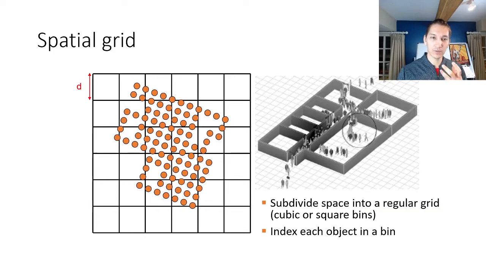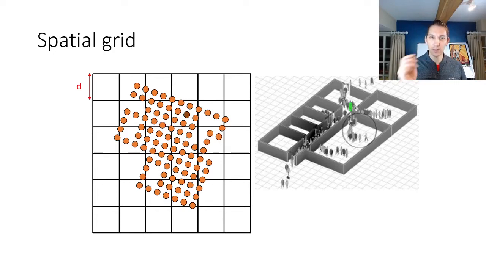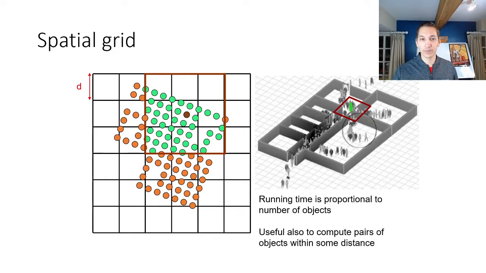Now, if I want to figure out which objects are close to one another, let's say I look at this object here, I can look at the bins surrounding its bin. As long as my query radius is within the width of one of these bins, all of the objects within a distance d from this one will be within one of these 9 squares. So I can reduce my query to examine only the objects within these bins. In this case, the running time becomes proportional to the number of objects, as long as the objects are well separated and not all in one bin.